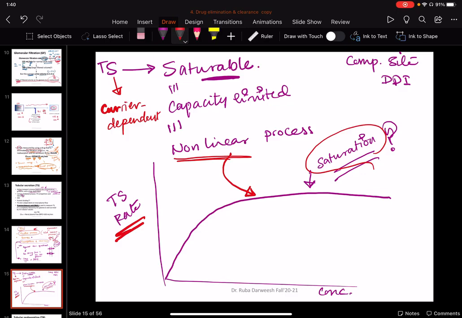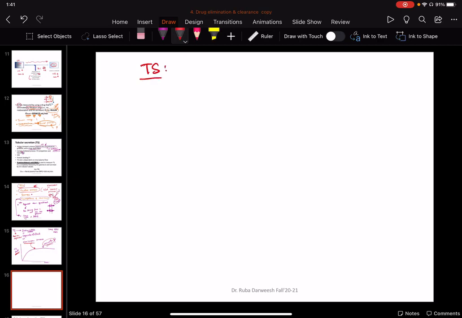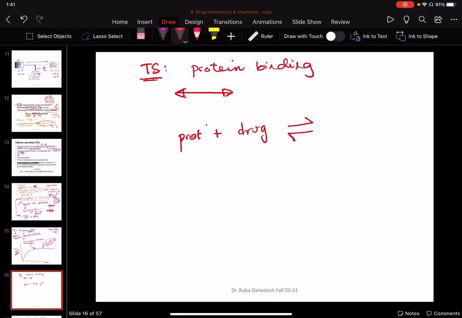Okay, what about protein binding? For tubular secretion and the effect of protein binding, it was found after the experiment that the effect of protein binding is not significant. Why is that? Because if we have a certain protein that will bind to the drug, we have the reversible reaction or equilibrium to produce the drug-protein complex, okay?